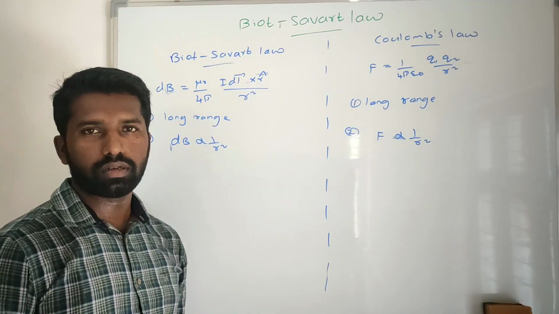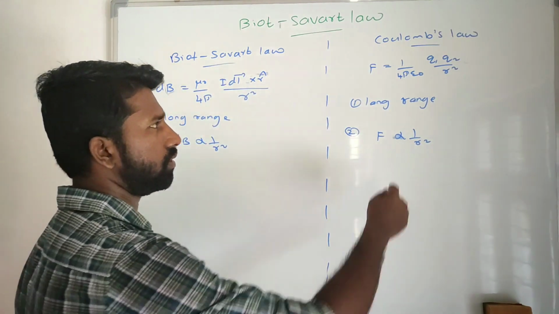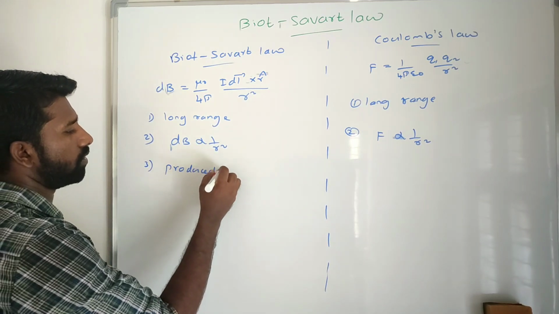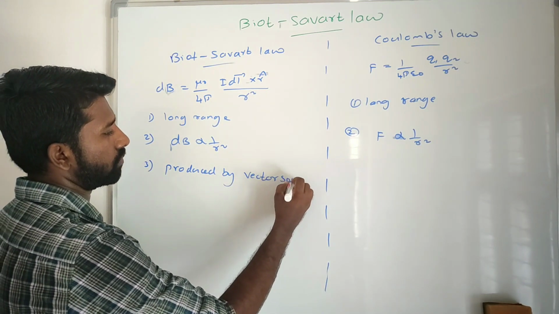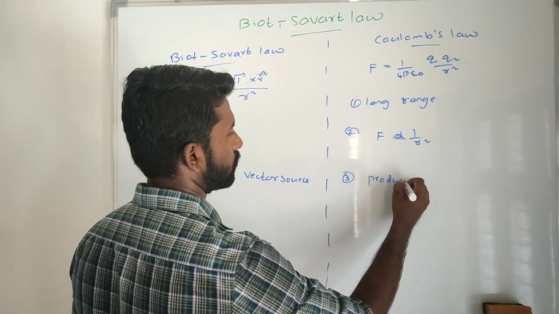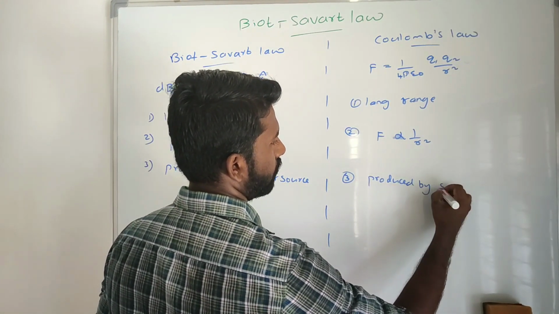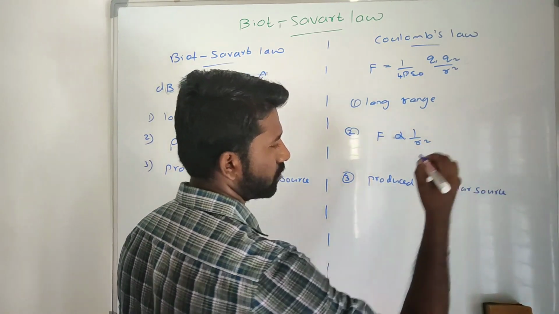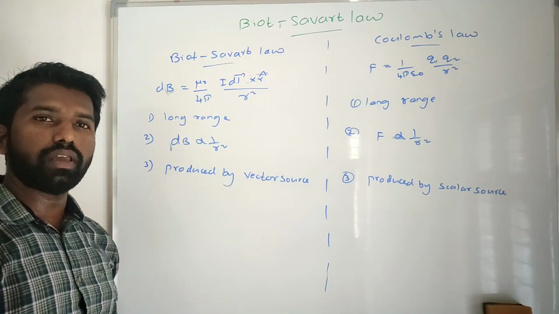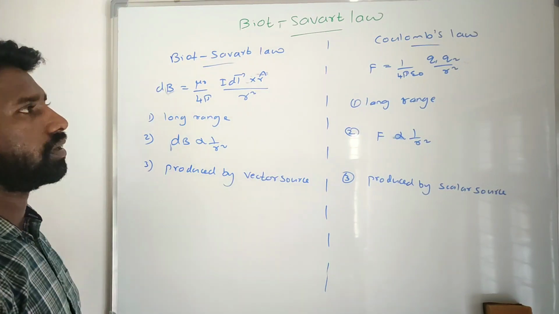Next we will see the dissimilarities. So here, what are the sources? dl is a vector, r cap is a vector. Here, q1 and q2 are scalars. So the magnetic field is produced by a vector source. Sorry, here the electrostatic force is produced by a scalar source. Clear? Here, what about the direction? The direction of dB is perpendicular to the plane containing dl and r. Here, the force is along the line joining q1 and q2.